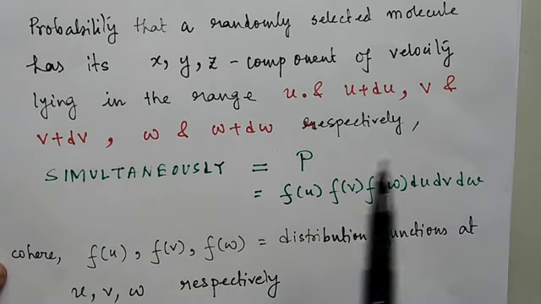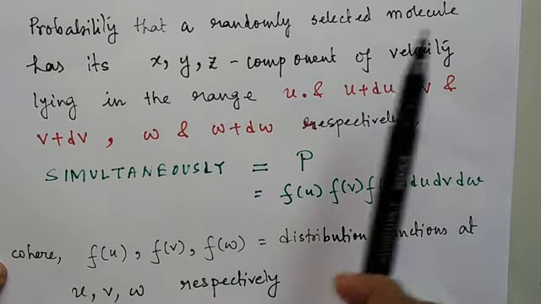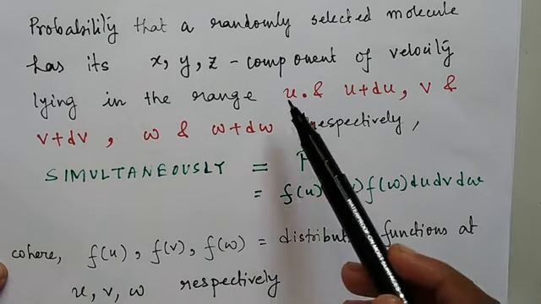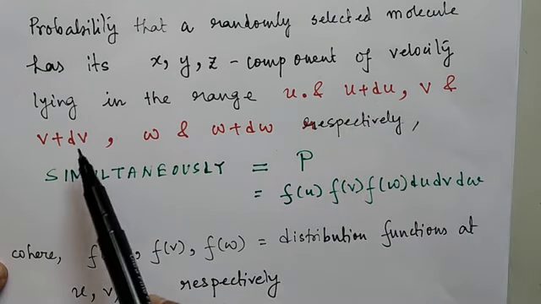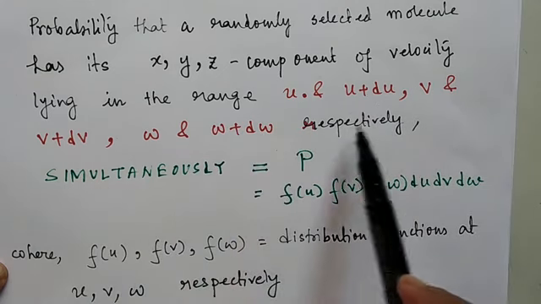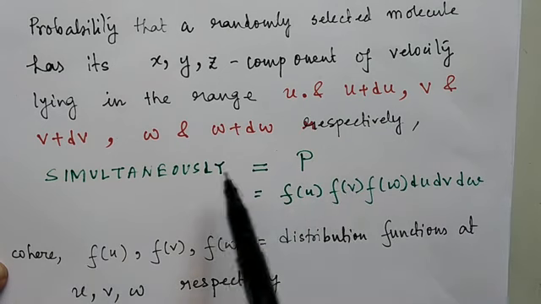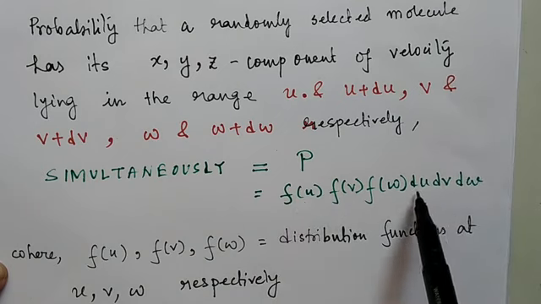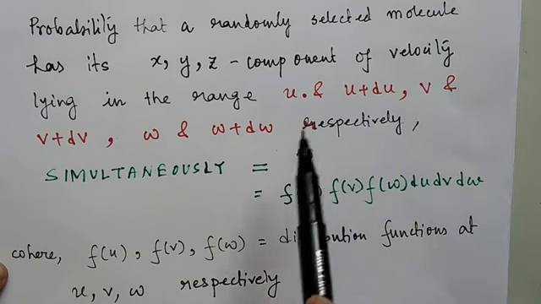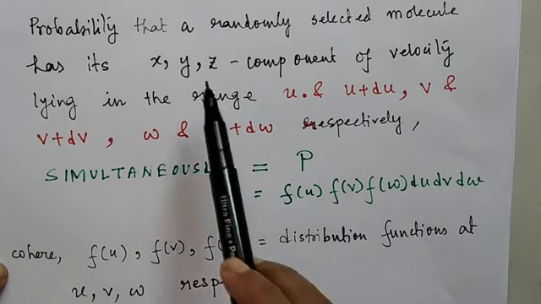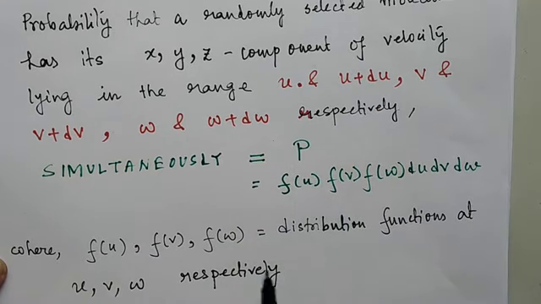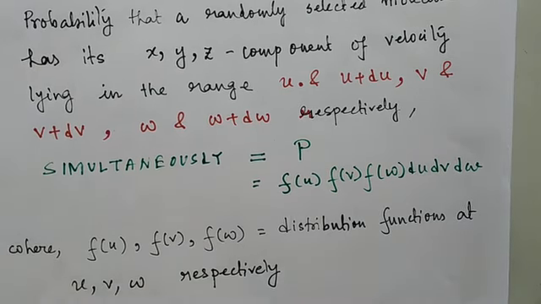We have derived that the probability that a randomly selected molecule has its velocity components, that is the x, y, z components of velocity, lying in the range u and u plus du, v and v plus dv, and w and w plus dw respectively, and simultaneously, is p, which is equal to f(u) f(v) f(w) du dv dw. So the molecule will simultaneously have velocity components lying in these ranges. Okay, and f(u), f(v), f(w) are the distribution functions at u, v, w respectively.